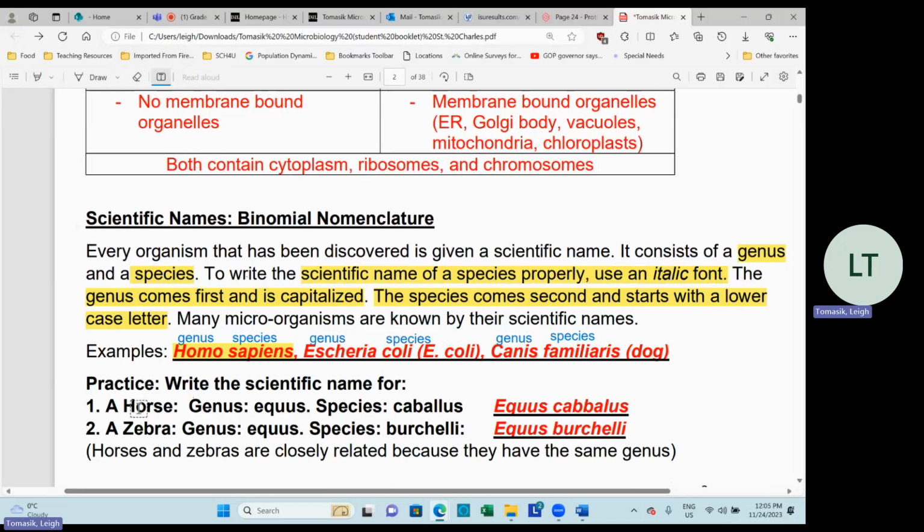Okay, so we could write the scientific name for a horse. The genus for a horse is Equus, and the species is caballus. So we would write the genus name first, Equus, and we would make sure that it has a capital letter. And we would write the species second, and we would make sure the species starts with a lowercase letter.